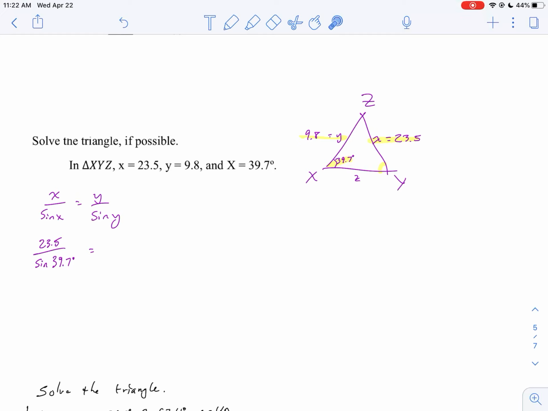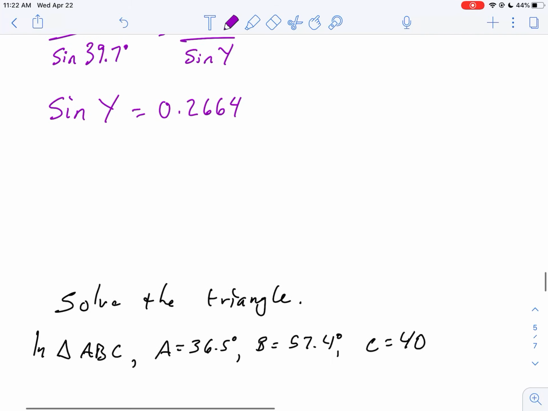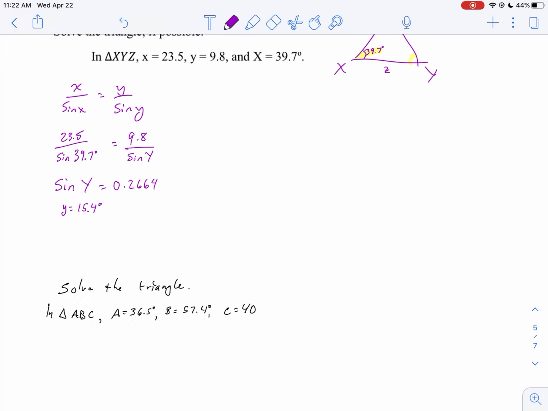Oh, I should mention, make sure your calculator's in degree mode. That will change your answers if it's not. We've got 9.8 over sine of y. We're going to cross multiply and divide. When I do that, I'm going to get sine y is equal to 0.2664. And then if you're in degree mode and you do the inverse sine, you're going to find that your y value is 15.4 degrees.